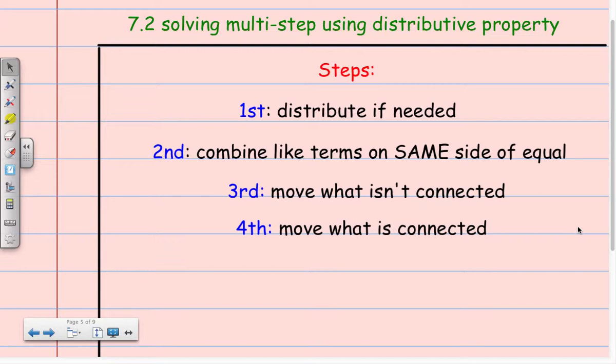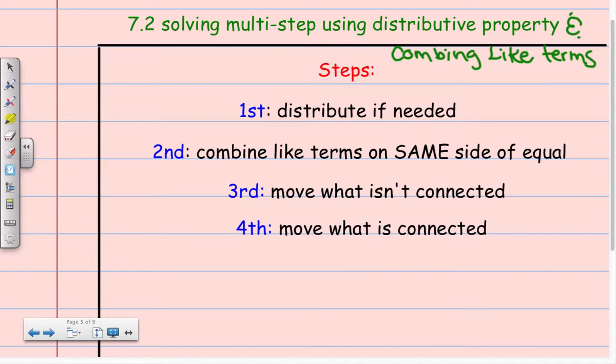In 7.2 we are solving multi-step equations. The heading here says using distributive property, but I'm just condensing it for you guys. It's using distributive property and combining like terms. So we're solving multi-step equations using distributive property and combining like terms.